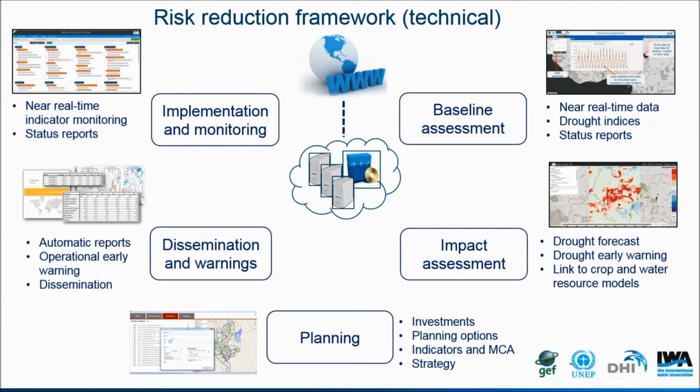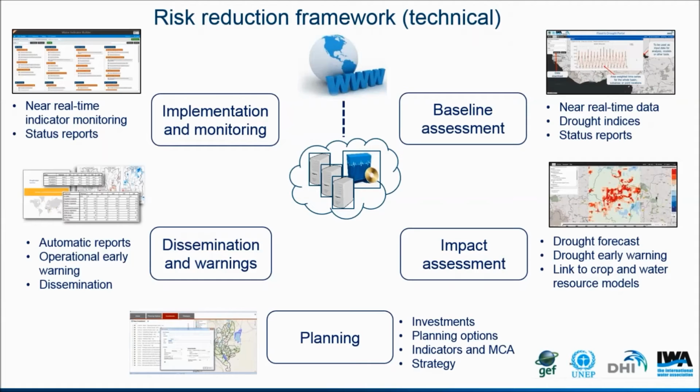Then the baseline and the impact assessments are combined into a planning component, where the intention is to increase the ability of decision makers to evaluate different types of investments or interventions, which have the goal of reducing the impact or increasing the adaptation capacity for future drought events. And you can say the output of the planning component, when we talk about drought, is often a drought action plan.